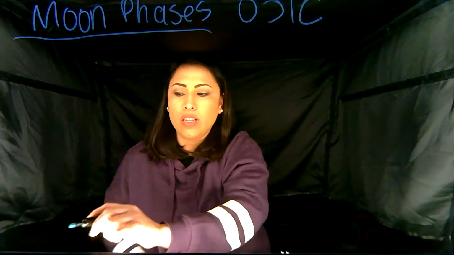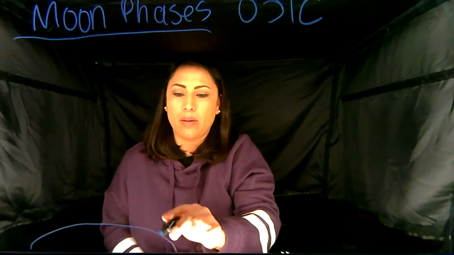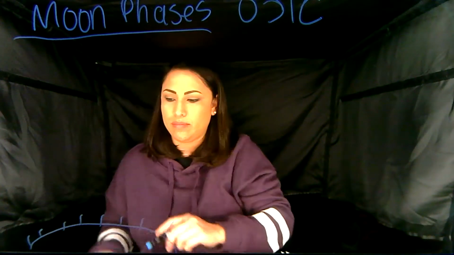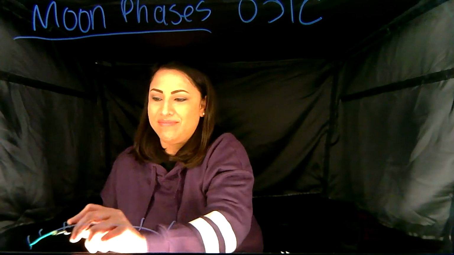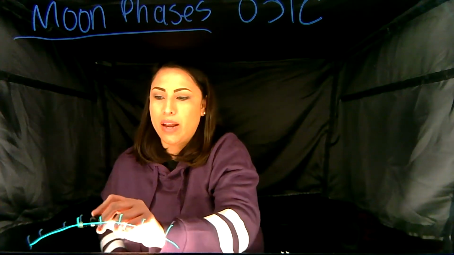Alright, so first we're going to start off at the very bottom. You're going to draw the sun. That should be in yellow. Alright, so the bottom is our sun.